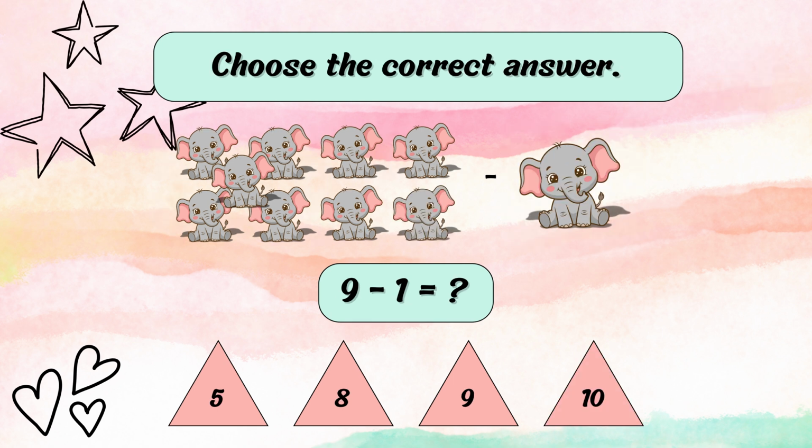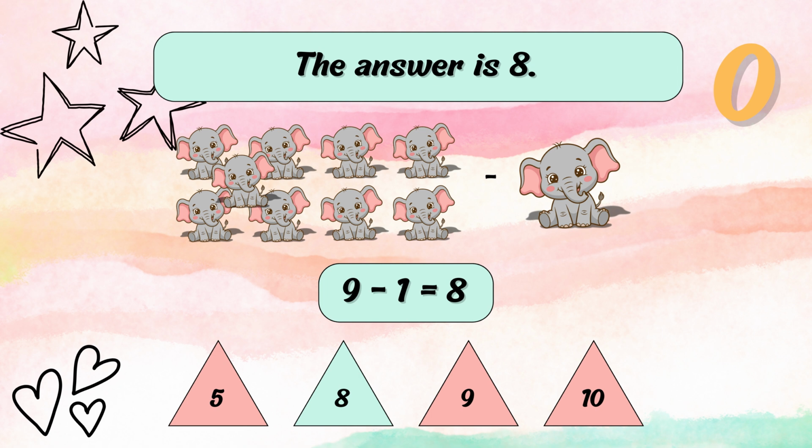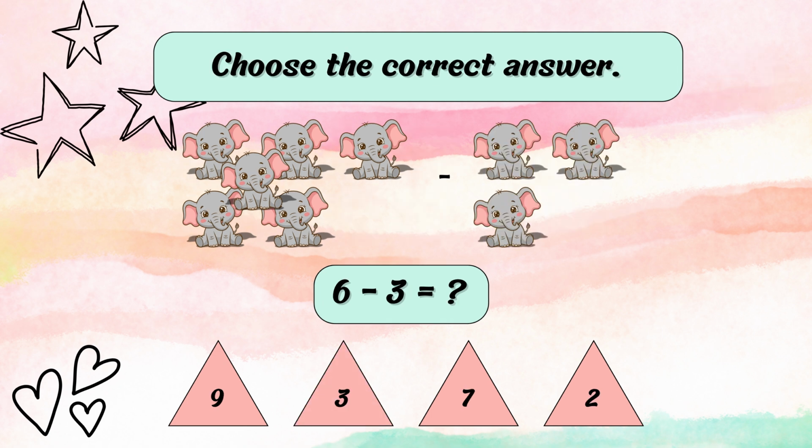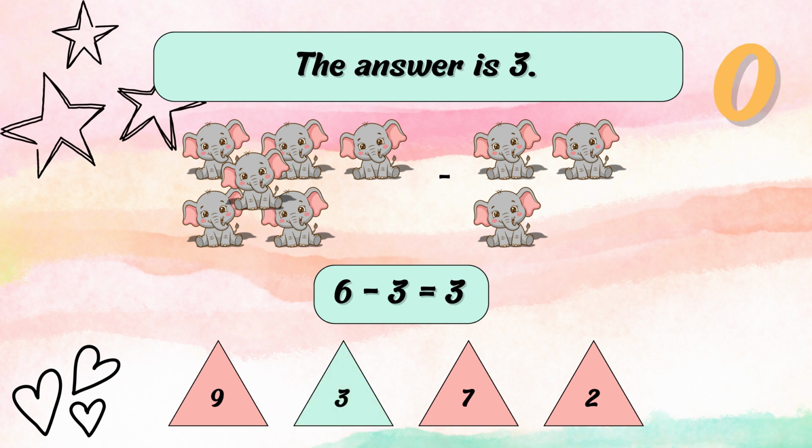Choose the correct answer. 9 minus 1 equals? The answer is 8. 9 minus 1 equals 8. Choose the correct answer. 6 minus 3 equals? The answer is 3. 6 minus 3 equals 3.